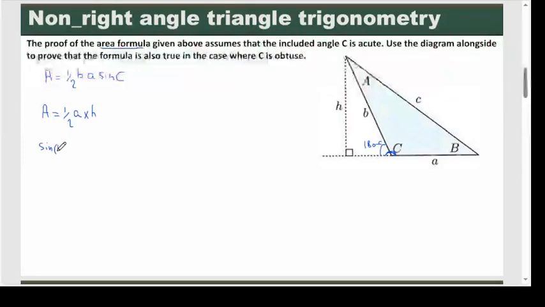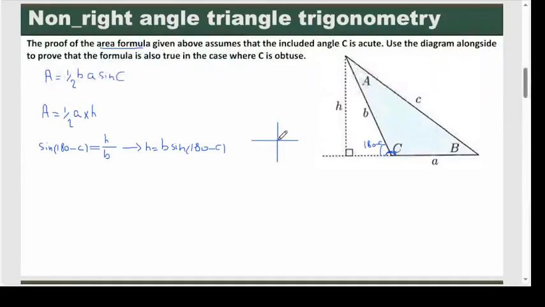So I have sine of 180 minus C equals the opposite side of this angle over the hypotenuse, which is here B. So if I want to make h my subject and write the formula again, h would be B times sine of 180 minus C.